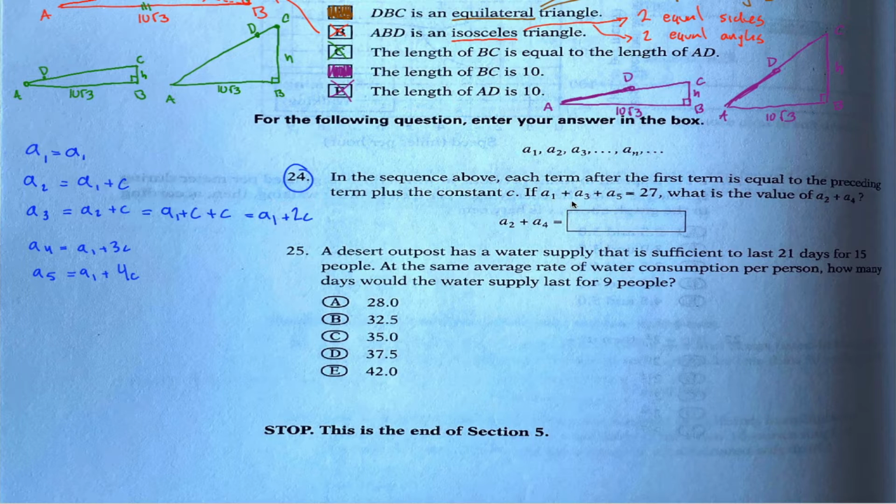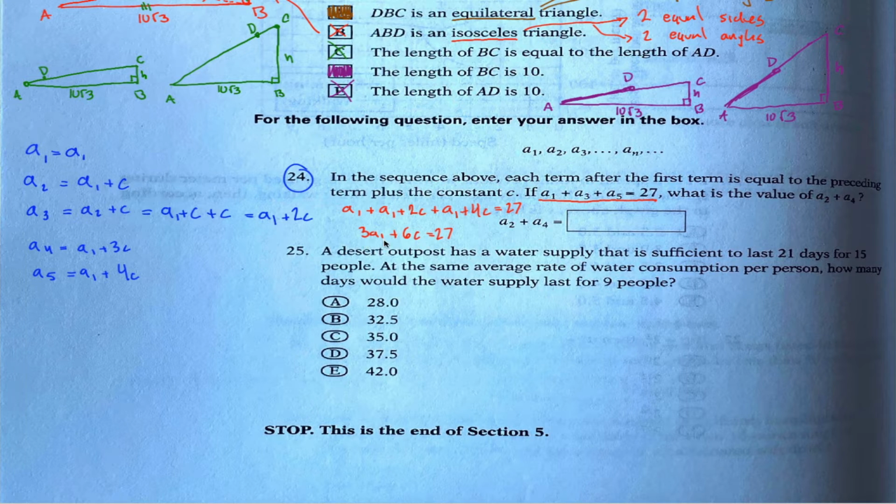We're told that A1 plus A3 plus A5 equals 27. So remember, A1 is just A1, but we're going to add to that A3, which is A1 plus 2c. And then we're going to add to that A5, which is A1 plus 4c. That sum is equal to 27. Can we simplify this a little bit? Absolutely we can. We got 3 of these A1 things, plus 2 of these c's plus 4 more of these c's. So we have 6 of these c's. 3 of the A1s plus 6 of the c's must be equal to 27.